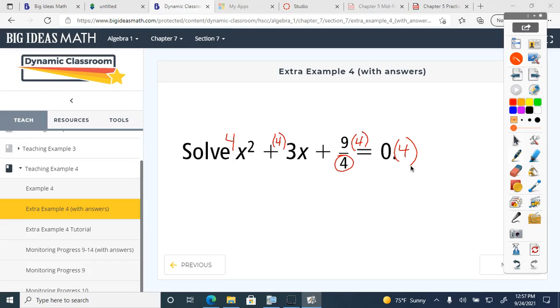And what's the purpose of that? To get rid of the fractions. Once you do this, you will have no more fractions. And if you do, you got a problem. So I'm going to put it up here so I have room. 4x squared plus 12x plus, the 4 cancels out, right? And you're left with 9 equals 0. Is everybody good to there? Okay?